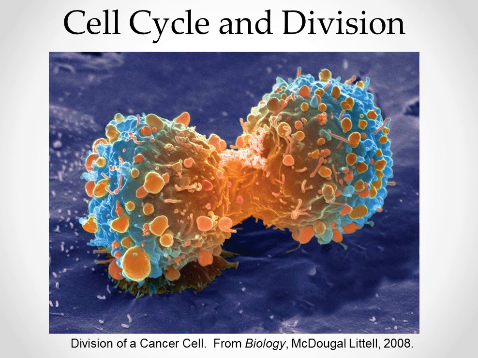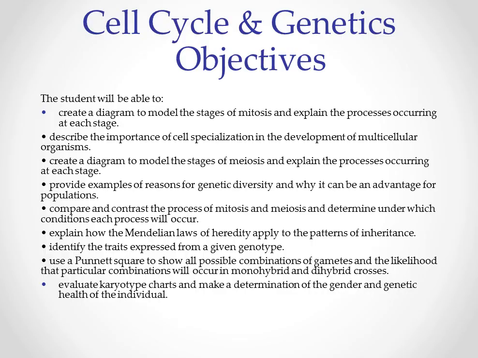Cell division, and the cell cycle. So our objectives for this unit, it's going to be a combination between the cell cycle and genetics. You're going to be able to identify and create models of mitosis and meiosis. You're going to figure out what cell specialization is. You are going to provide some reasonings behind genetic diversity.